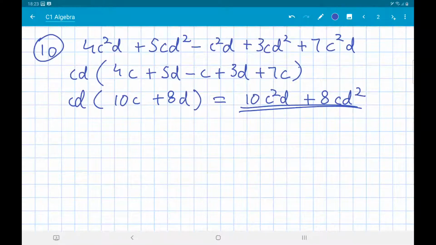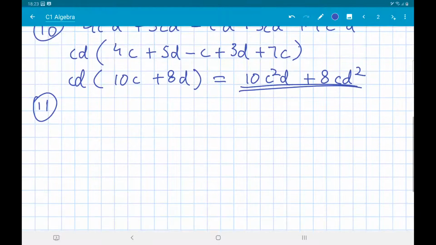Okay, 10 and 11. Remember, we're not trying to solve for c or d. We're just trying to simplify the equation into the simplest format. And of course, it depends later on when you start actually doing maths. Not that this isn't maths. I mean, this is basic maths. You need this every day.